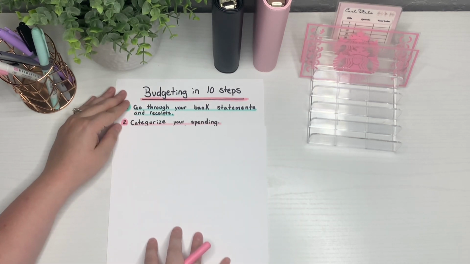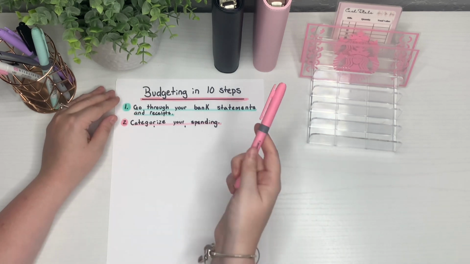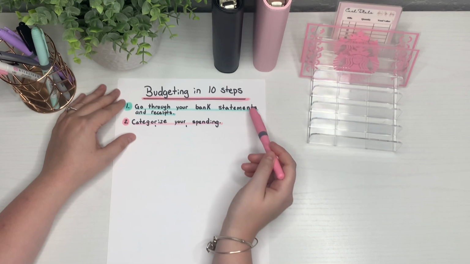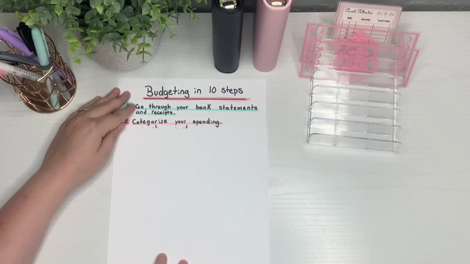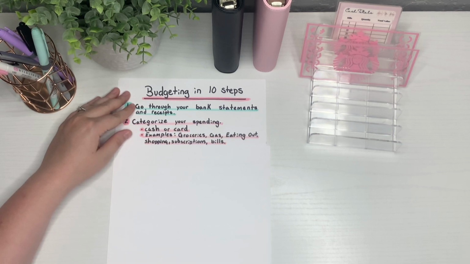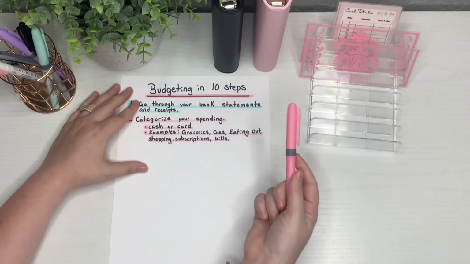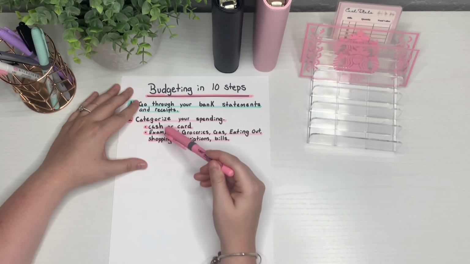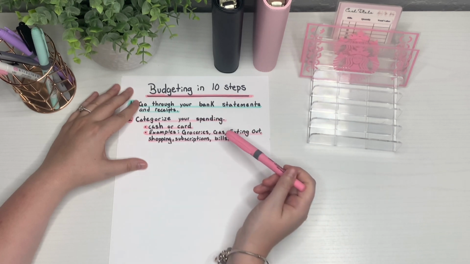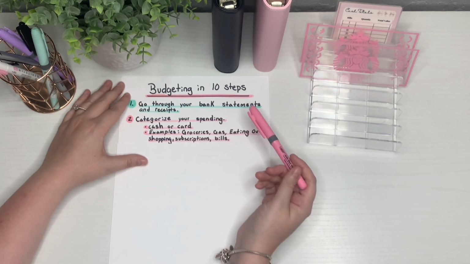Step two is going to be to categorize your spending. Now, what I mean by that is with your bank statements and your receipts, you're going to categorize them. You're going to ask yourself, are you spending cash or card? And then examples of categories that you would be using are groceries, gas, eating out, shopping, subscriptions, bills. So how much are you spending on groceries every week? How much are you spending every month?